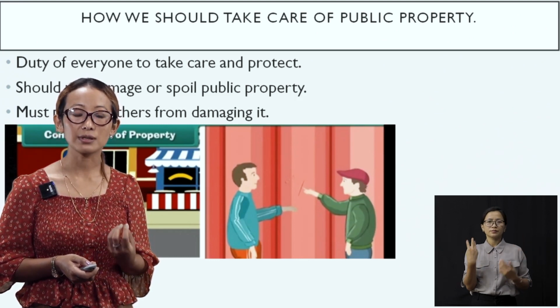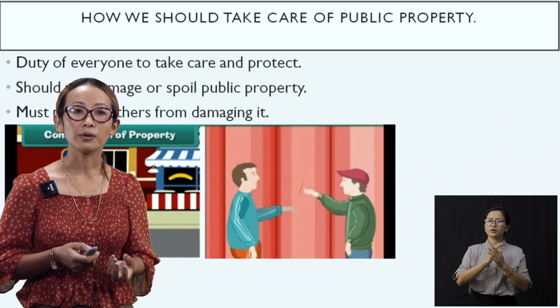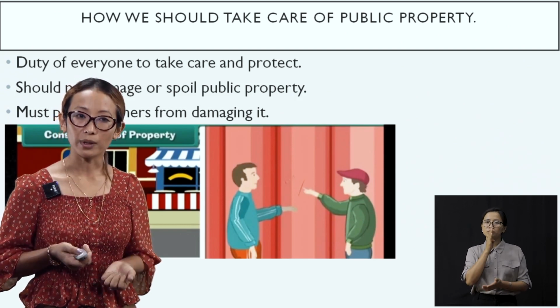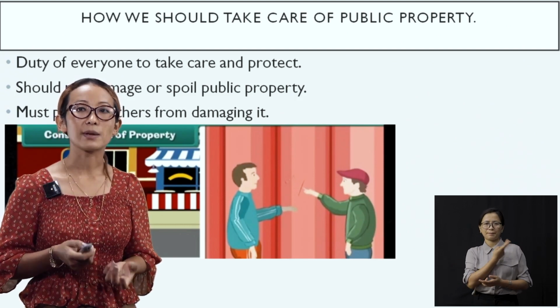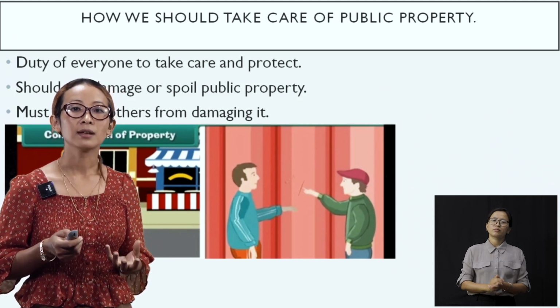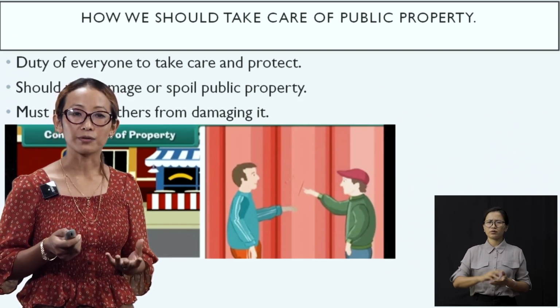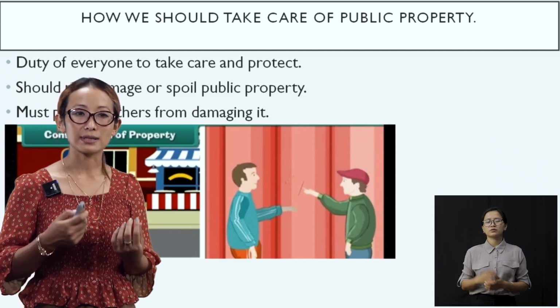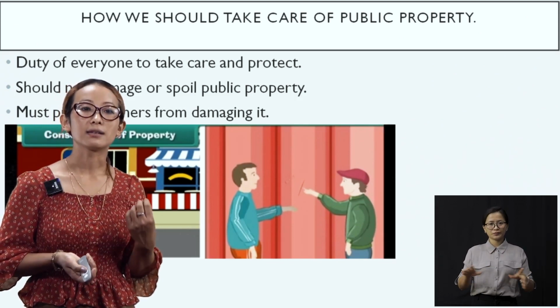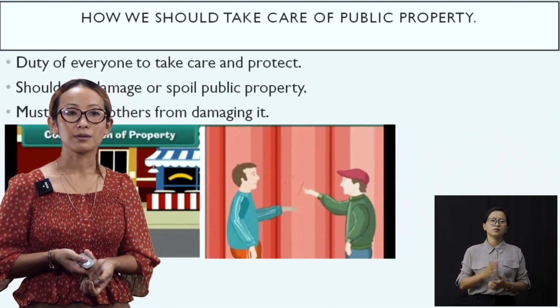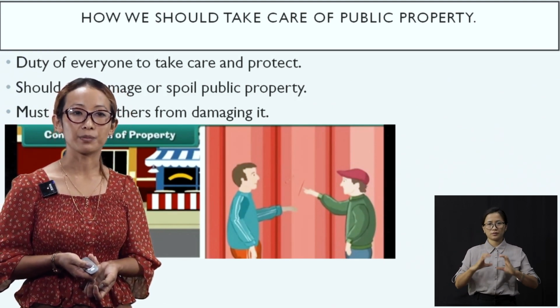Okay, it is your duty to prevent them from damaging it, because it belongs to every one of us. So if that person damages that public property, then it is a loss for every one of you. It is a loss for you, a loss for that person also, and a loss for that other person also. So it is very important for us to take care of public property.